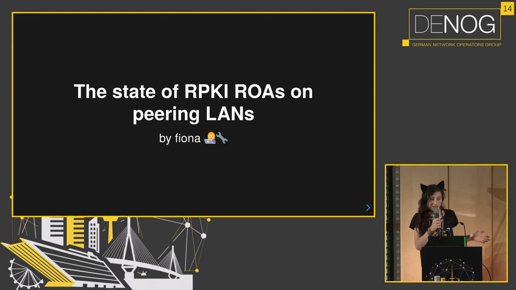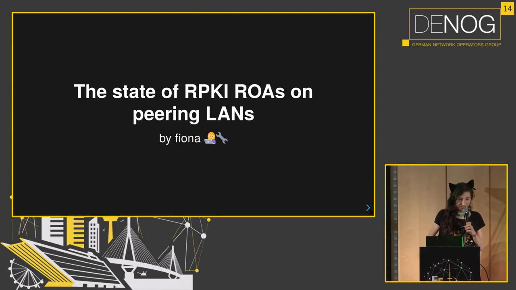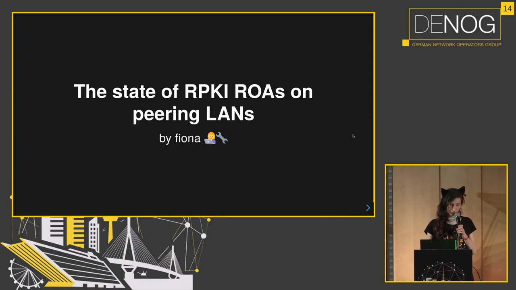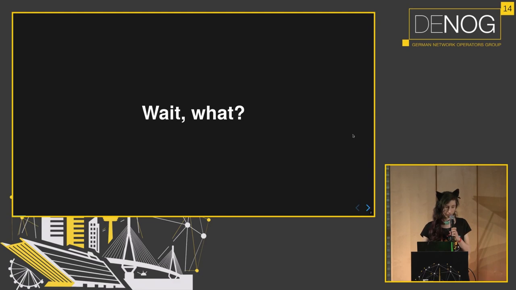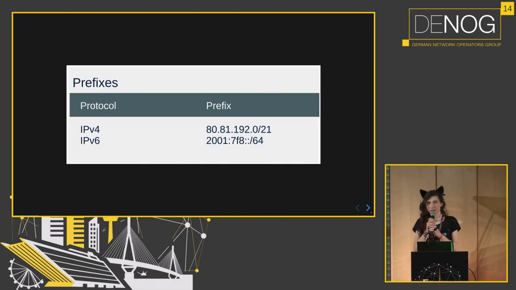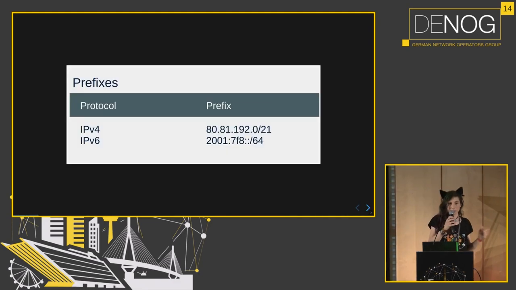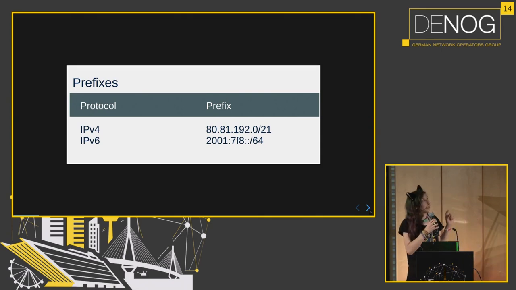That's some pretty complicated words, so I'll explain them. What exactly is a peering LAN? An internet exchange basically is some kind of switch or multiple connected switches in a fabric, and we connect routers there and give them IP addresses in a subnet. So the routers can talk layer 2 to each other. And this subnet, this is what we call a peering LAN here.